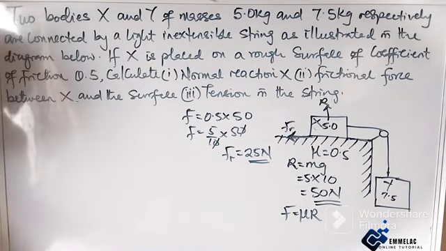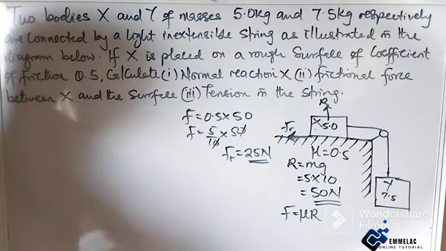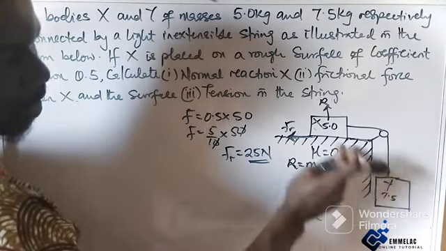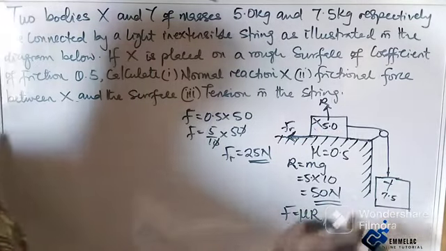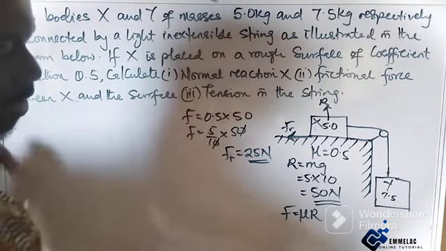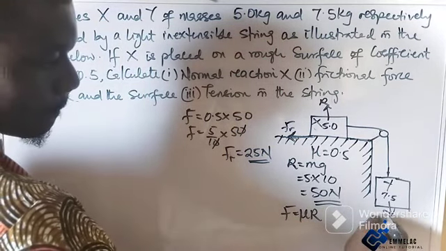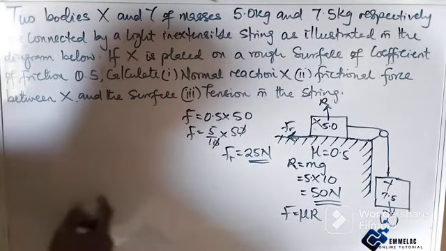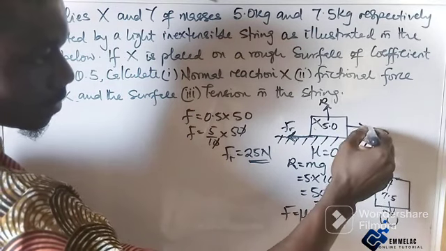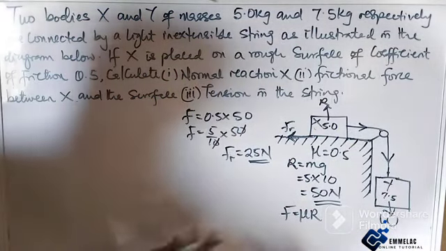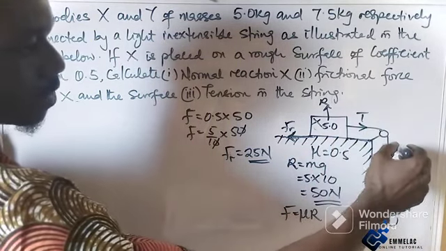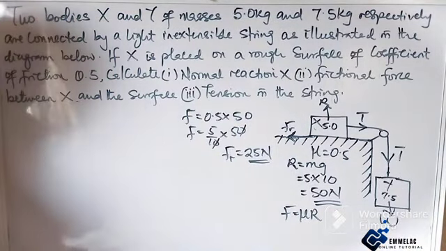Alright, so we are told to calculate the tension in the string. Now looking at this, this is more massive than this. Automatically, this body will move towards the right hand side. Take note of the weight here. So the tension will come over like this. There's a tension here and there's also a tension here. Take note, both tensions are the same.